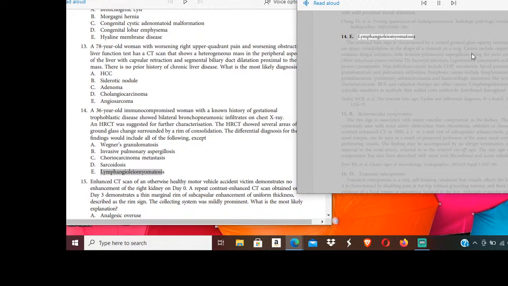14. E. Lymphangioleiomyomatosis. The reversed halo sign is characterized by a central ground glass opacity surrounded by denser airspace consolidation in the shape of a crescent or a ring. Causes include opportunistic and endemic fungal infection, with invasive pulmonary aspergillosis being the most common type. Other infectious causes include TB, bacterial infection, Legionnaires' pneumonia, and Pneumocystis jirovecii pneumonia.